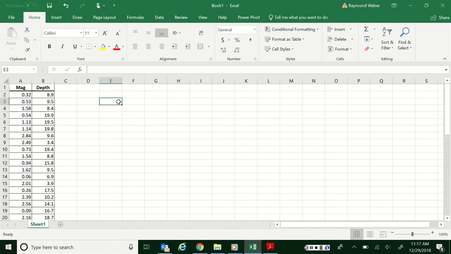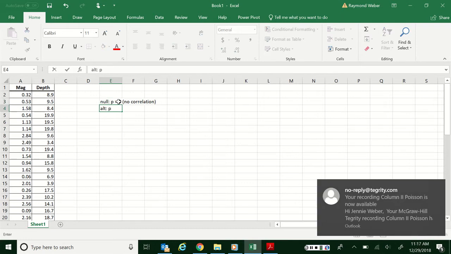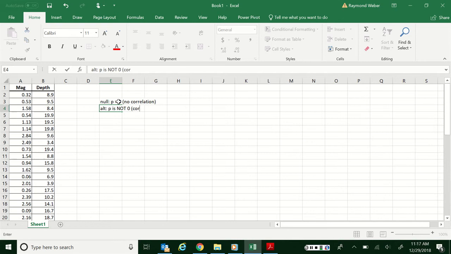So now when you run a correlation, your null is always going to be p equals 0. This is there is no correlation. And then alternative is p is not 0, so that there is a correlation, there's some relationship.